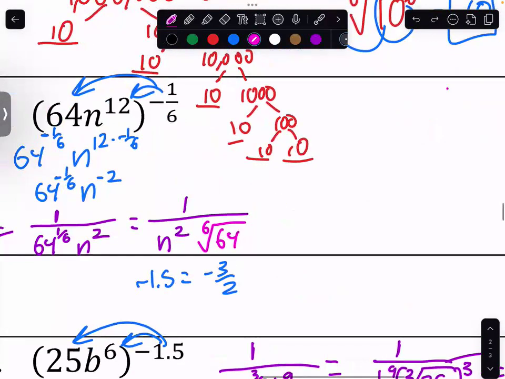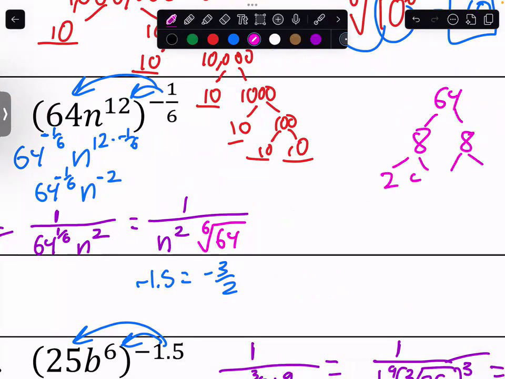Okay, so what can we do with 64? 64 is 8 times 8. 8 is 2 times 4. 4 is 2 times 2.